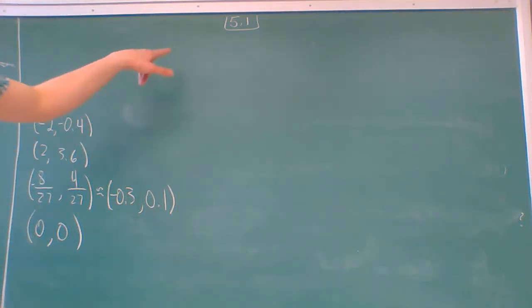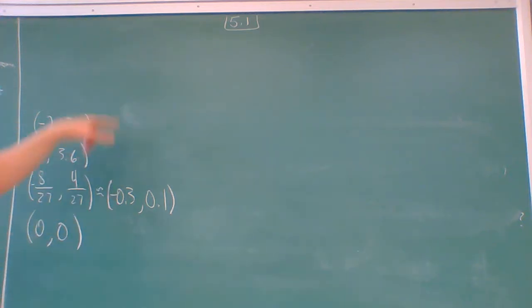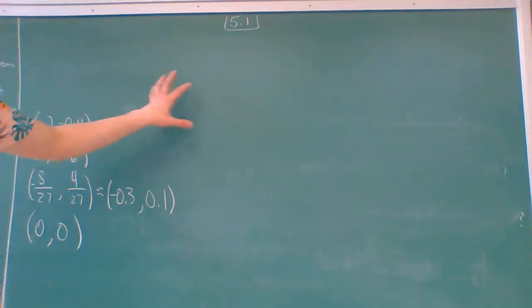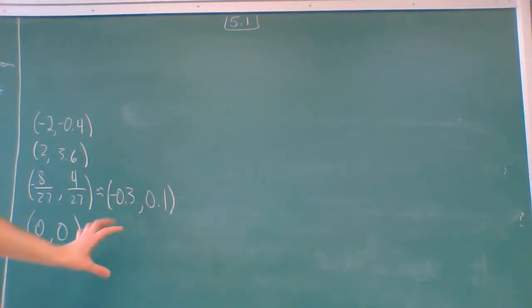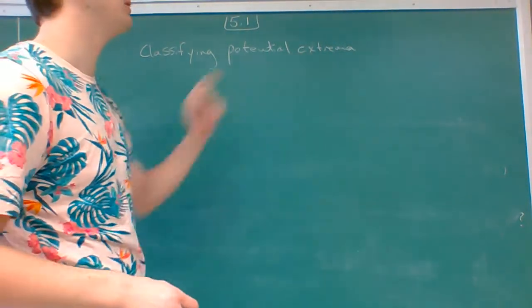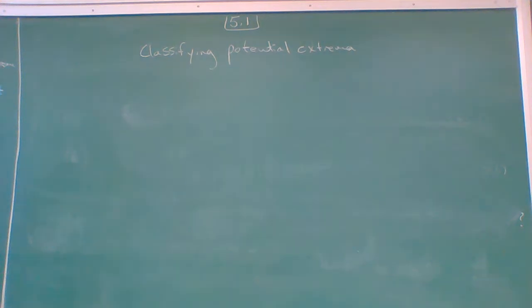I'm going to write our example problem and all of these potential values off on the side. I'm going to talk about the first derivative test for a bit, and then we'll use the first derivative test to classify these points. Okay, so let's talk about classifying potential extrema now.